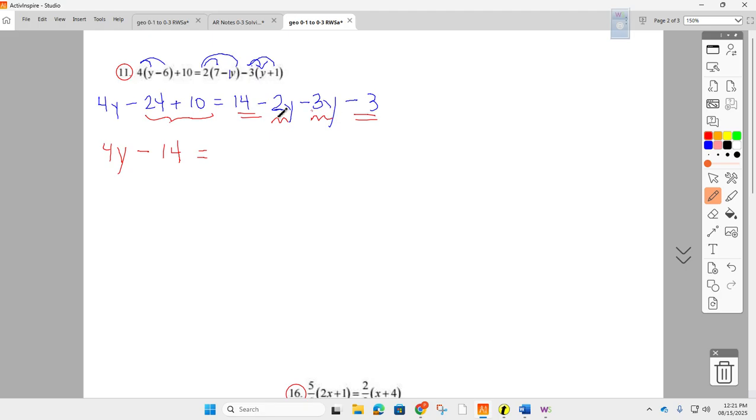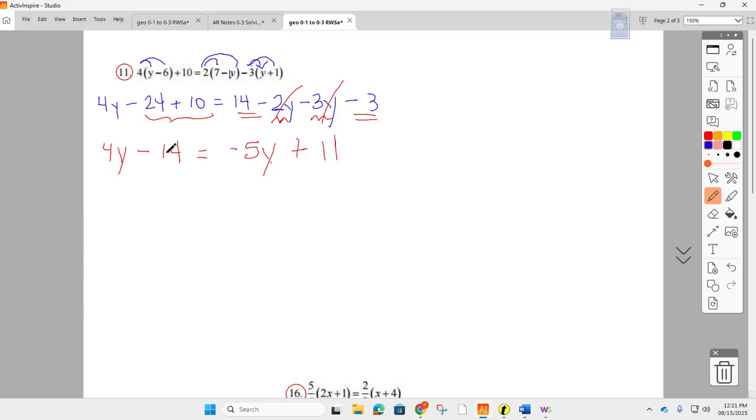I'm going to start with variables. Negative 2 minus 3y is negative 5y. Combine those like terms by adding and subtracting their coefficients. For the numerical part, 14 minus 3 is a positive 11. We're down to nothing to combine, no parentheses left, but we do have variables on both sides.